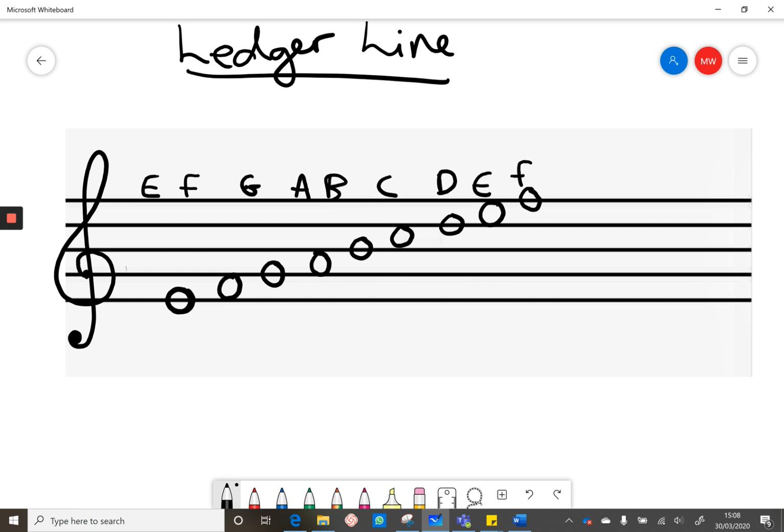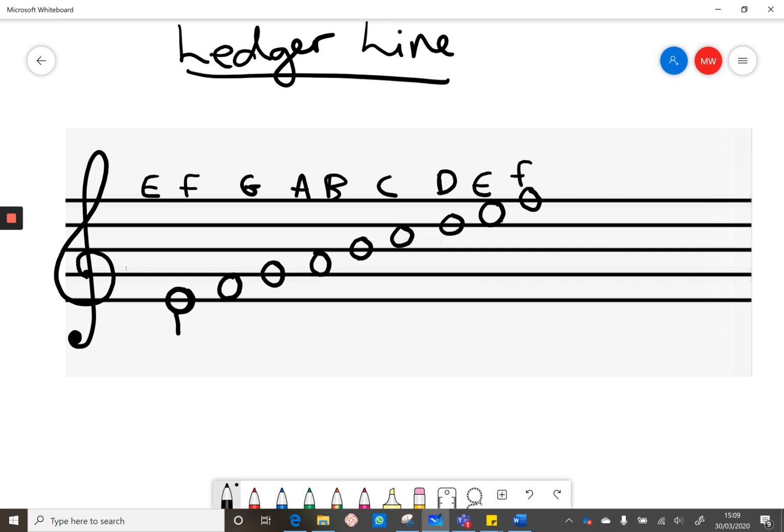Now, I want you to look at these notes, particularly where they are on the stave, and see if you can notice a pattern. I'll give you 30 seconds to have a look at that and see if you can work it out. No? Okay. Well done for those that have worked it out.